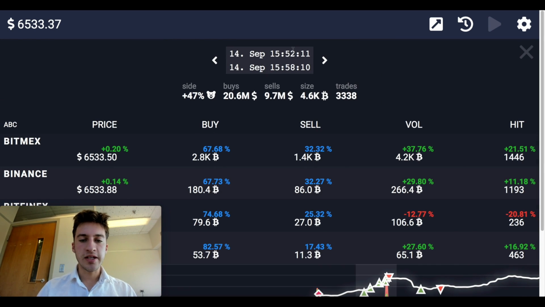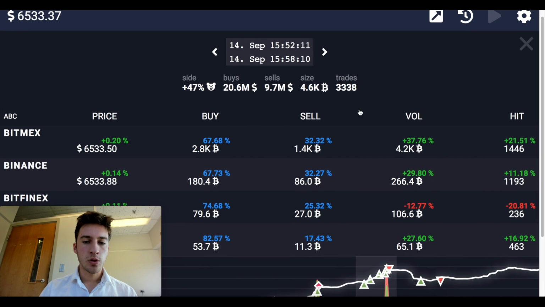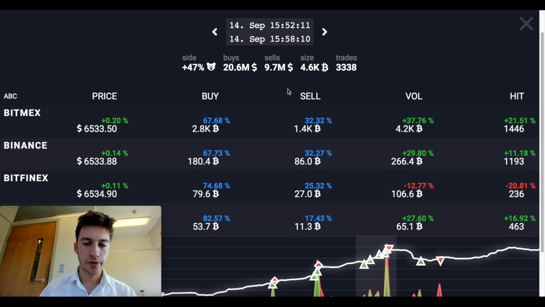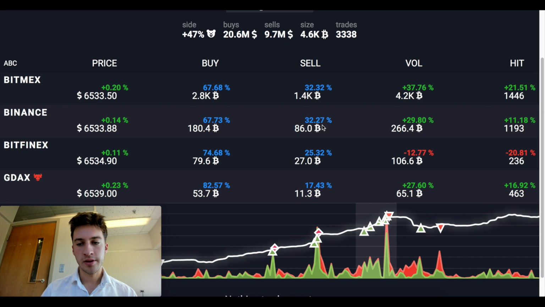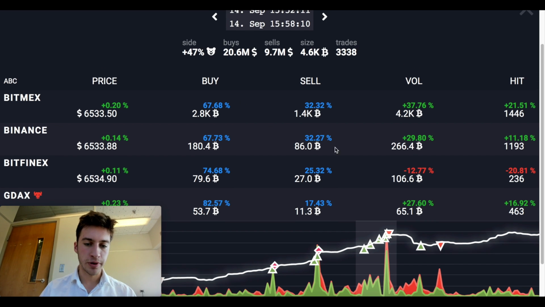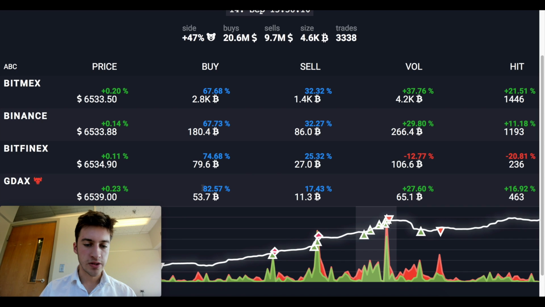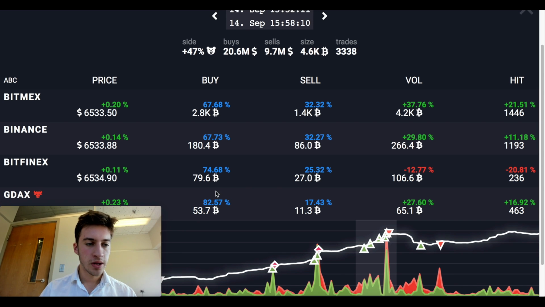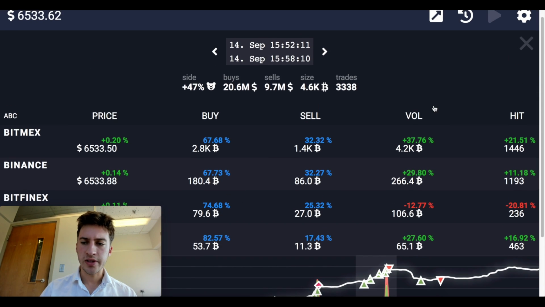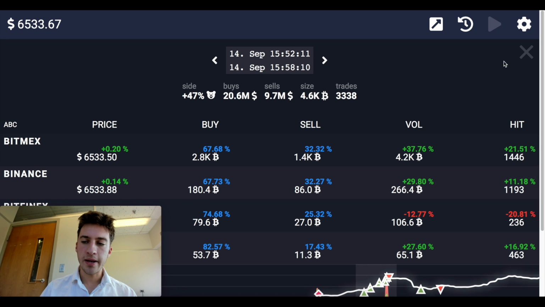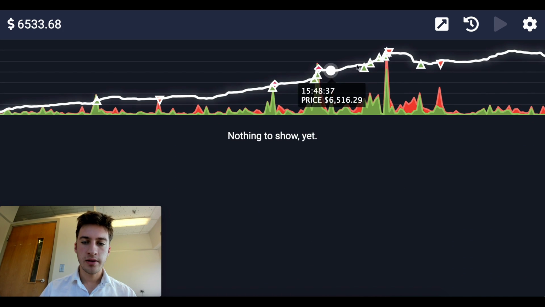So from the time of 1552 to 1558, we had 20.6 million Bitcoin being market bought and 9.7 million Bitcoin being market sold. And we can see the exact statistics here that I find pretty cool. You can see the percent breakdown of each exchange and so on. We had a lot of GDAX buying, and on BitMEX, we had a large amount of buying as well. All throughout here, we had a large amount of buying, as you can see. And at that point in time, 1552 to 1558, that was here to here.